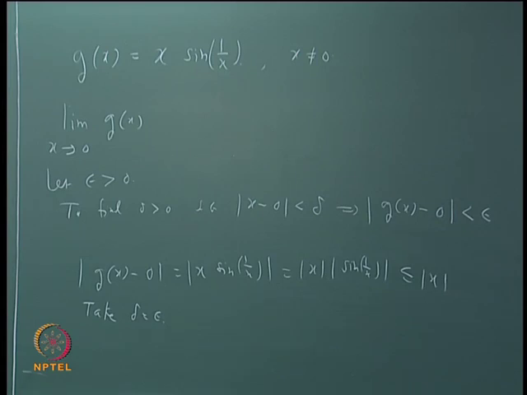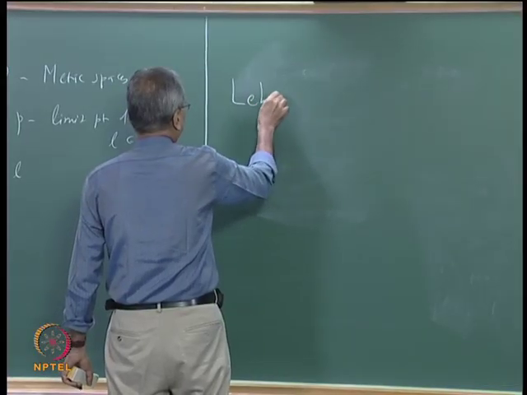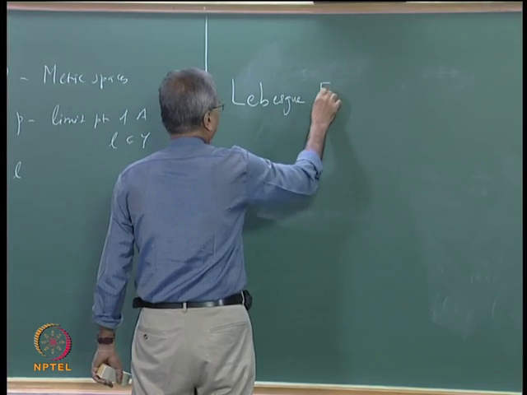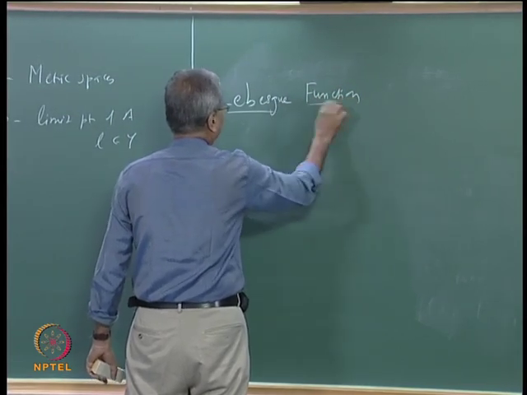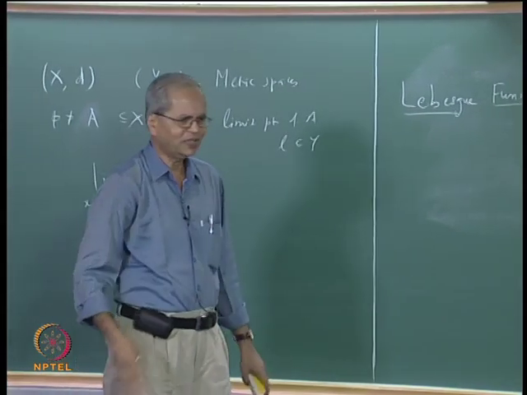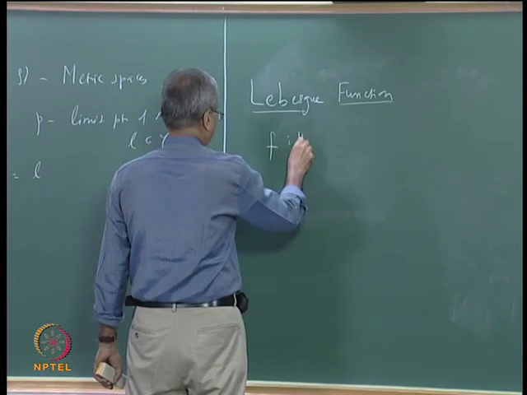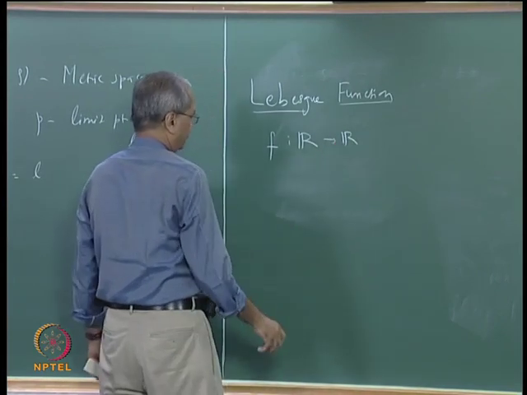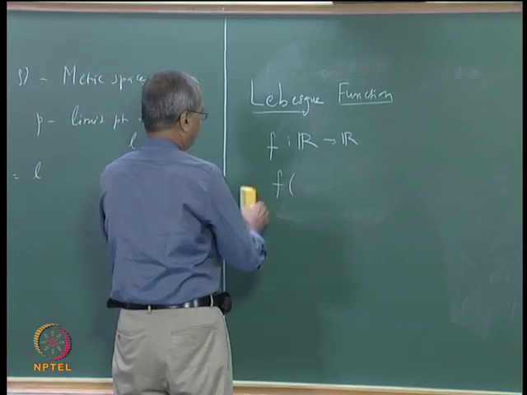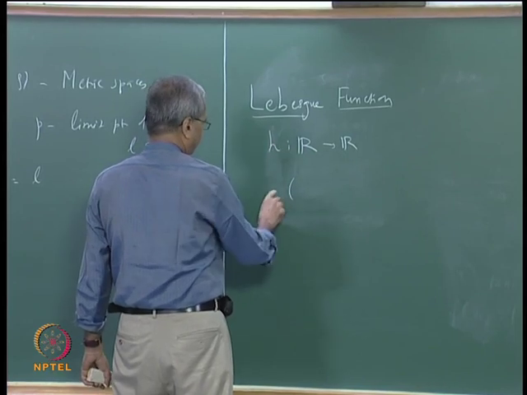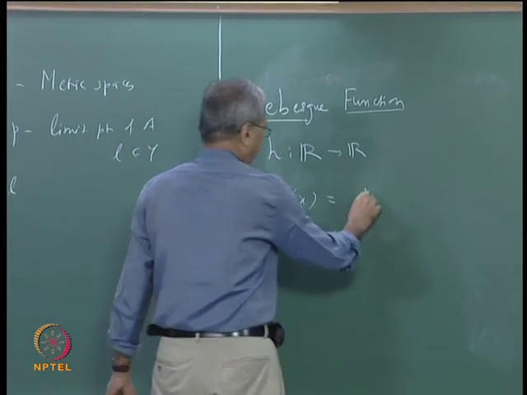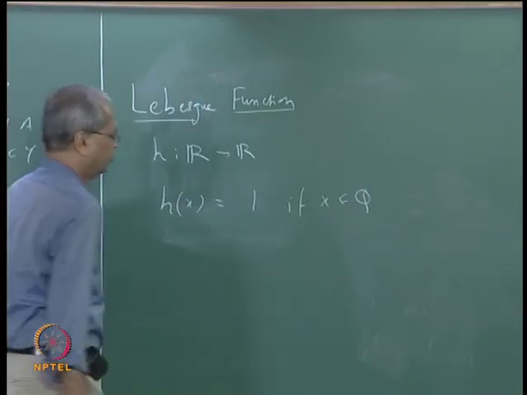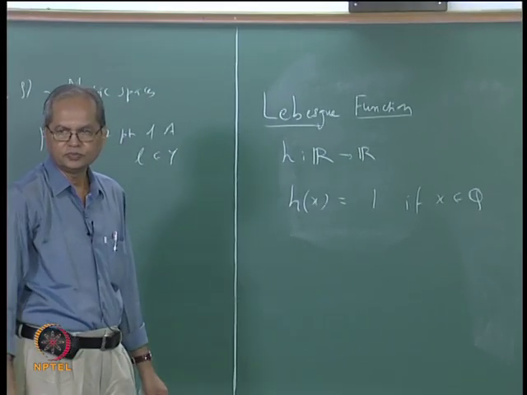Now before proceeding further, let me also take one more very famous example. Some books call it the Lebesgue function. You can define it on any subset of R, but let us say we define it on full R, f from R to R. Let me use something else, let us say I call it h. So h of x is equal to 1 if x is rational, and 0 otherwise.